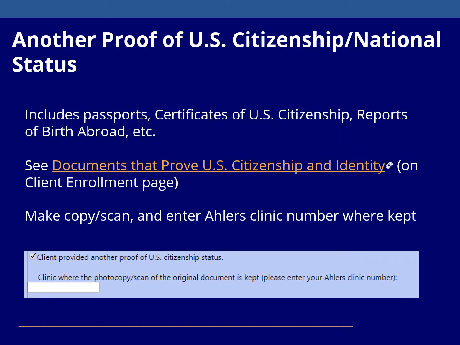Other documents that prove a client's U.S. citizenship or national status include passports, certificates of U.S. citizenship, etc. We have a resource that lists various documents that meet the requirements for proof of citizenship and identity that you can find on our client enrollment webpage. If a client brings in one of these documents, click the box, make a copy or scan of the document, and enter the clinic number where the copy or scan is kept.